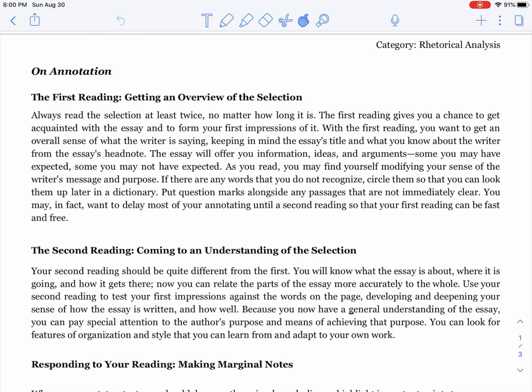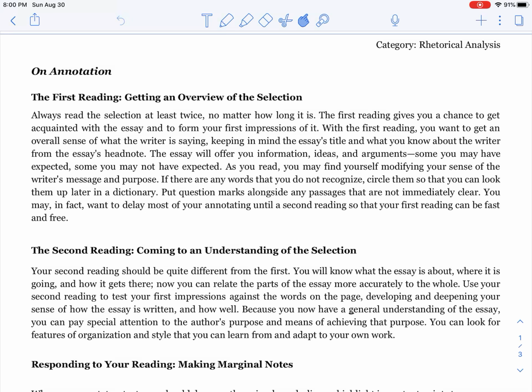I know it may seem like, oh, don't you just write things down and underline things, and if you have a highlighter, highlight it? Yes and no. So bear with me. I'm not going to read this thing in its entirety, but I do want to highlight a few key things. The best practice for annotating is to read through your selection twice. Always read the selection at least twice, no matter how long it is.